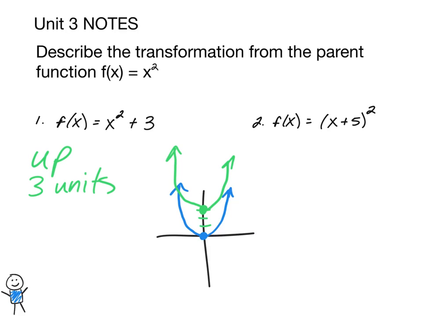I'll do number 2 in yellow. This one, if you noticed, inside where the squared is, inside the parentheses, it says x plus 5 and then squared. The inside is a left or right shift, and this one's kind of tricky. It's the opposite of what you think. So a plus 5 actually means a shift to the left 5 units. And how it would look if you tested it in the calculator would be, from the blue parent function here, a shift 1, 2, 3, 4, shift to the left 5 units, but with the same general shape.